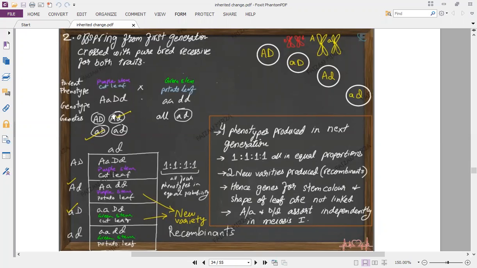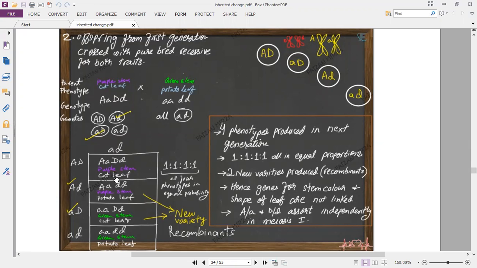Since the gametes are following independent assortment, a dominant allele capital A can come with a capital D. Capital A can come with a recessive d. A recessive a can come with a dominant D. A recessive a can come with a recessive d. So there are four different combinations which can form in the gametes. It's not possible for two capital A's or two capital D's or two small d's to come together in a gamete, because in meiosis the homologous chromosomes separate. Only one of each allele ends up in a single gamete.